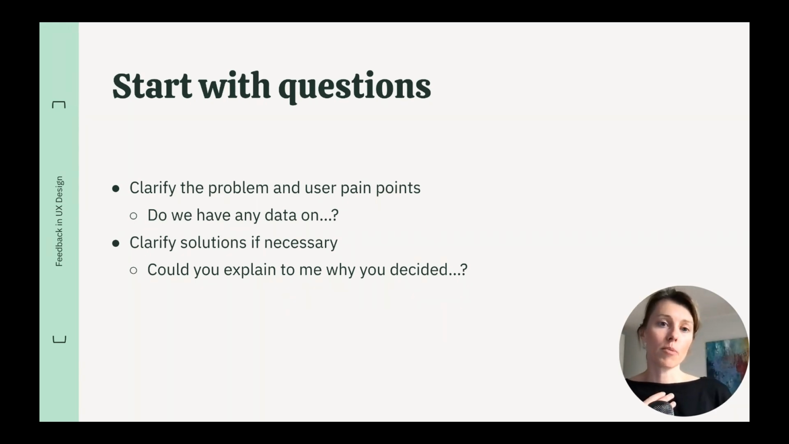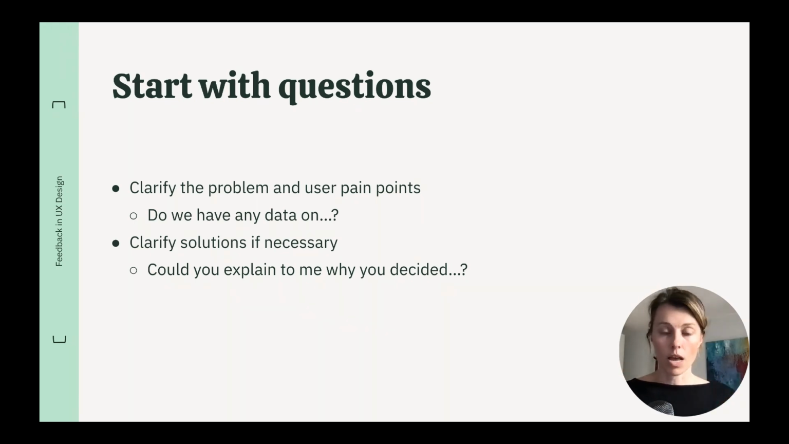And it comes very much from the user research strategy of active listening. To make sure that you're clarifying any kind of misunderstandings or things that you are not very clear about. So clarify the problem and the user pain points. You could ask questions around, hey, do we have any data points on X, Y, and Z? Maybe there are aspects that just popped up in your mind while you were looking at the design solution that nobody has thought about before either.